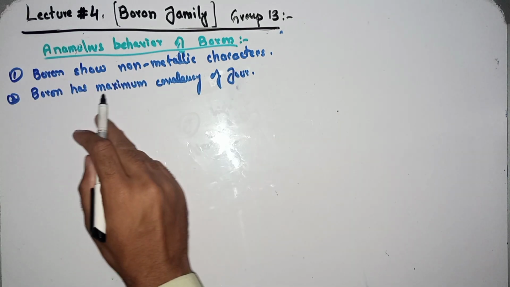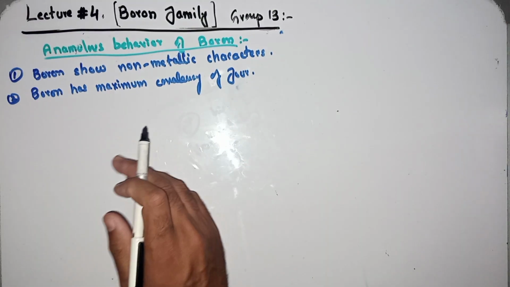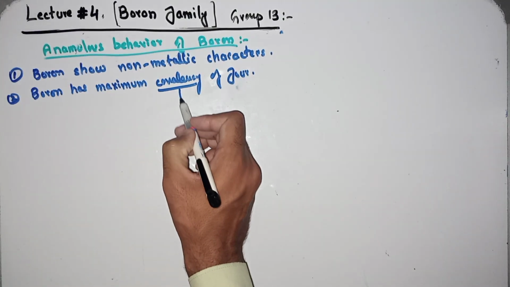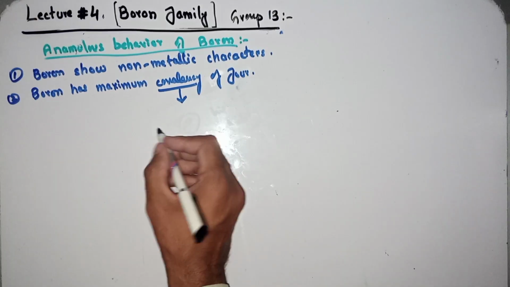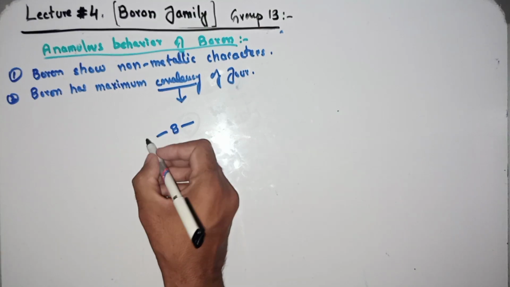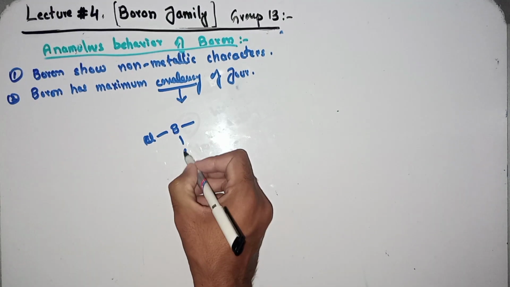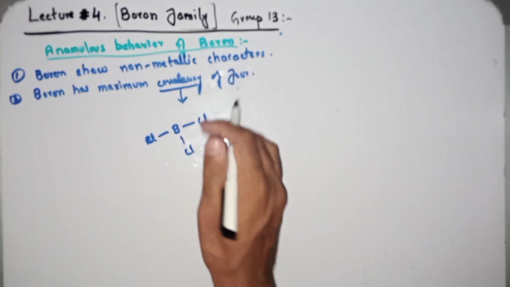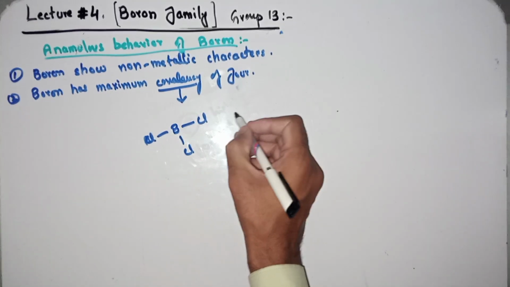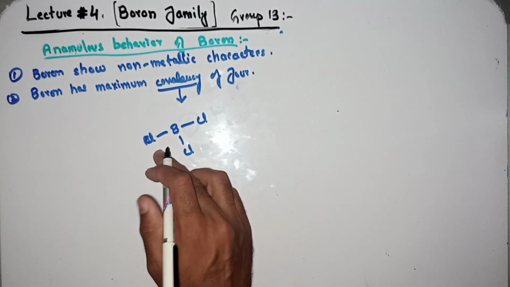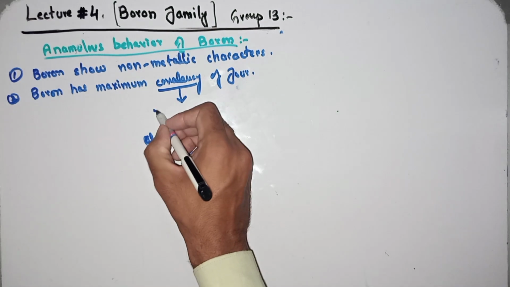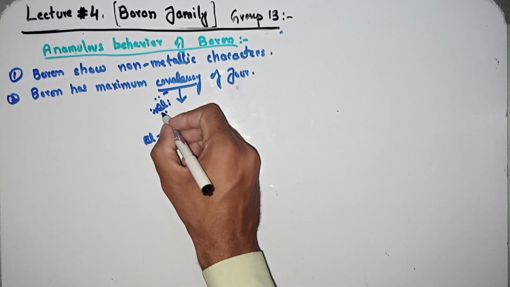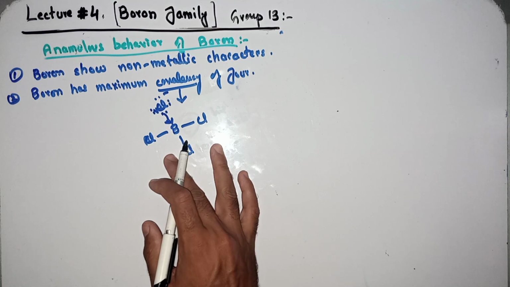The second point is that boron has a maximum covalency of 4, while the rest of the elements of the same group have a maximum covalency of 6. Covalency means the number of bonds that can be formed by boron. Boron can make 4 covalent bonds, for example in the case of BCl3. Group 13 elements are electron deficient, so according to Lewis concepts boron acts as a Lewis acid. It can accept another pair of electrons from Cl negative, which has a lone pair. So boron can have a maximum covalency of 4.